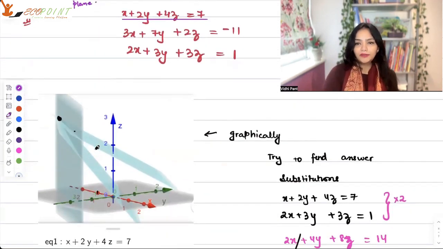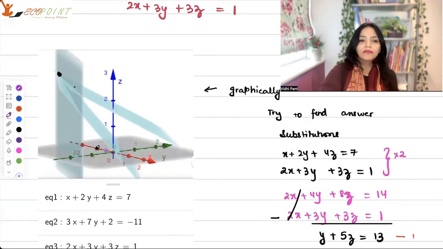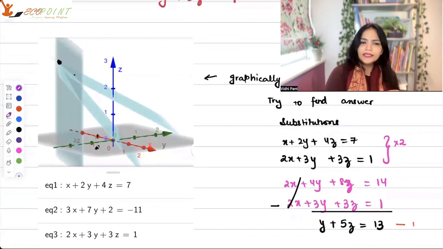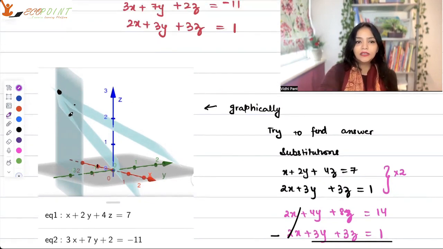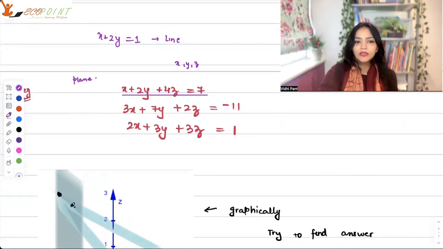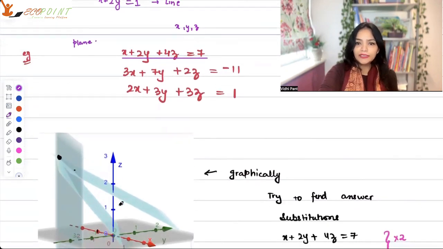If you graph it, of course, I have taken the help of software to graph it, and this is what the graph looks like. You can see from the graph also, there must be some intersection out here, where all three of them are intersecting. There are individual planes out here, the three equations that we have mentioned, depicted by these three planes. Graphically, it looks like this.